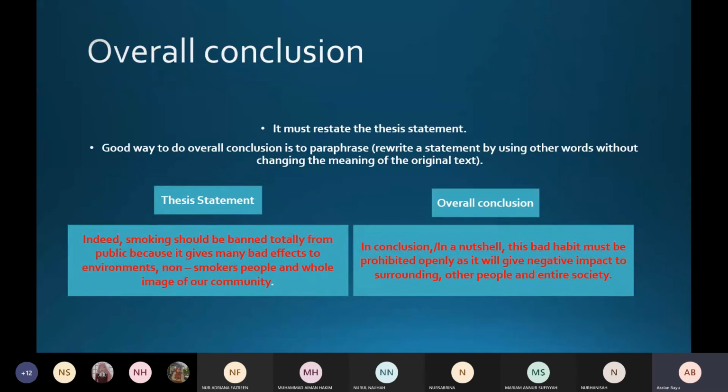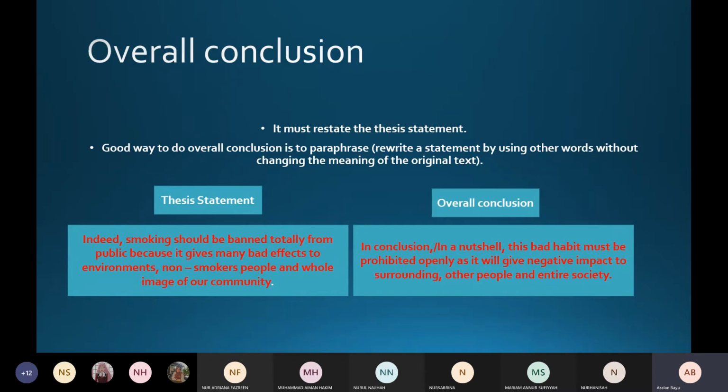Negative impact and bad effect is the same thing, to surrounding environment, other people, non-smokers, and the entire society, the whole image of the community. Ataupun kalau you tak ada idea sangat, you ambil saja in conclusion, you ambil balik terus, you buang indeed, you tambah in conclusion saja. Ataupun in a nutshell pun sebenarnya boleh, can be accepted kalau you tak ada idea sangat.